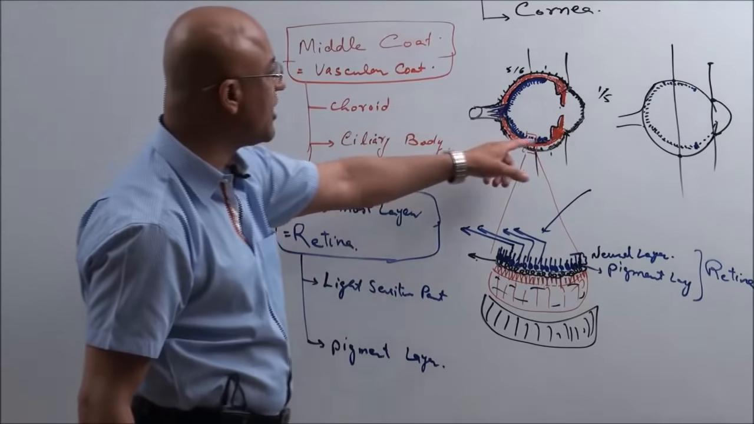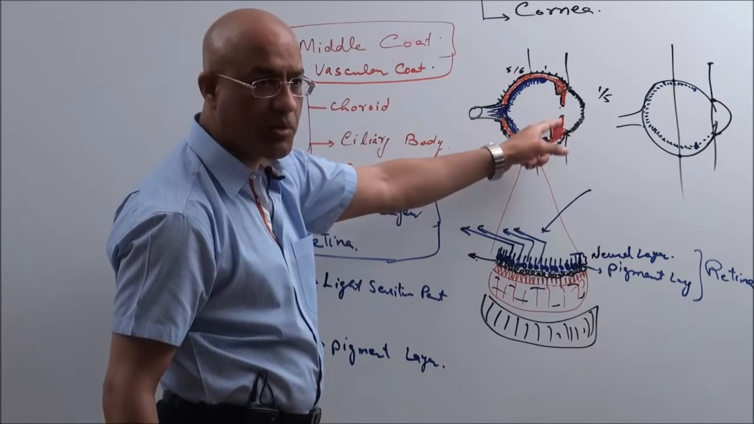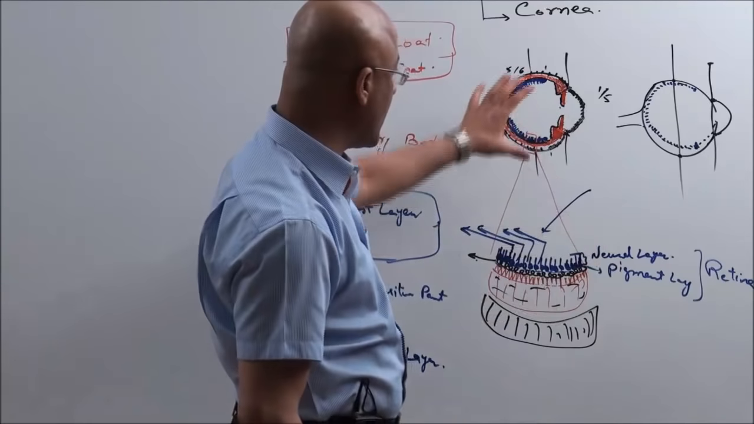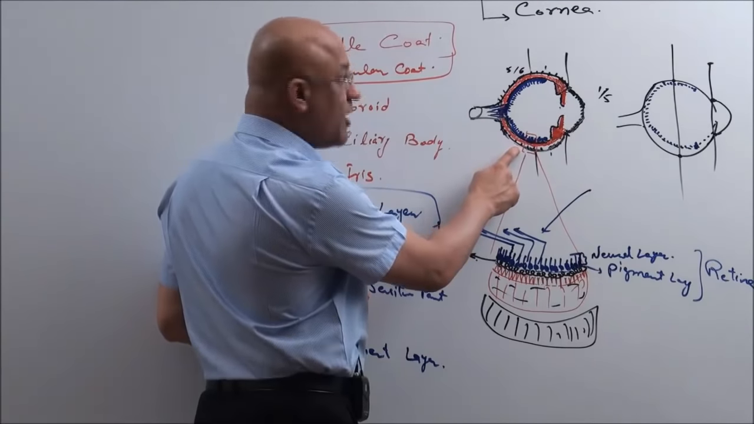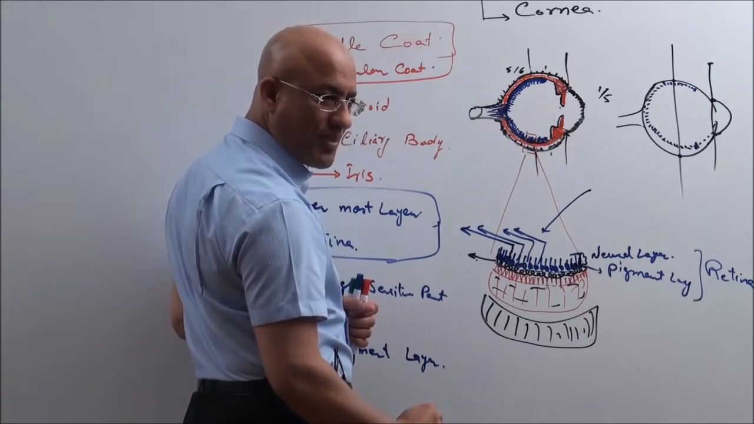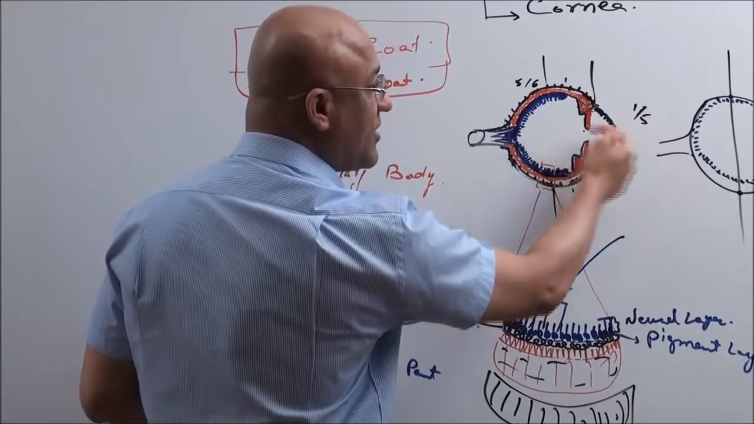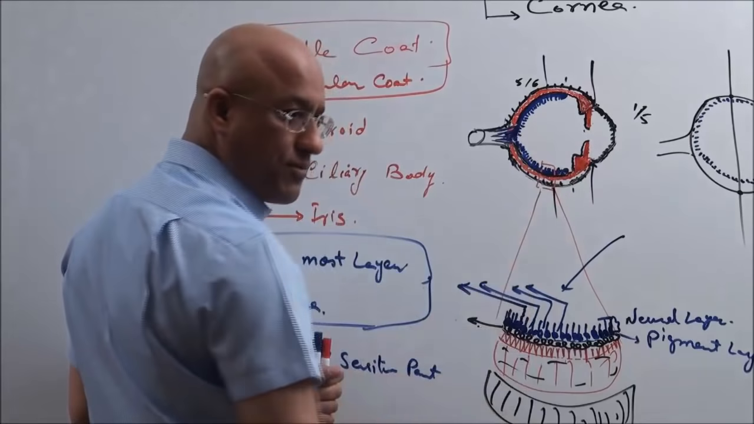But the pigment layer, with little neuronal tissue, continues forward behind the ciliary body and the iris. These are the basic three layers. Now, the purpose of the outermost layer was to protect the retina, and to let the light enter the eyeball through the interior-most part, the cornea.